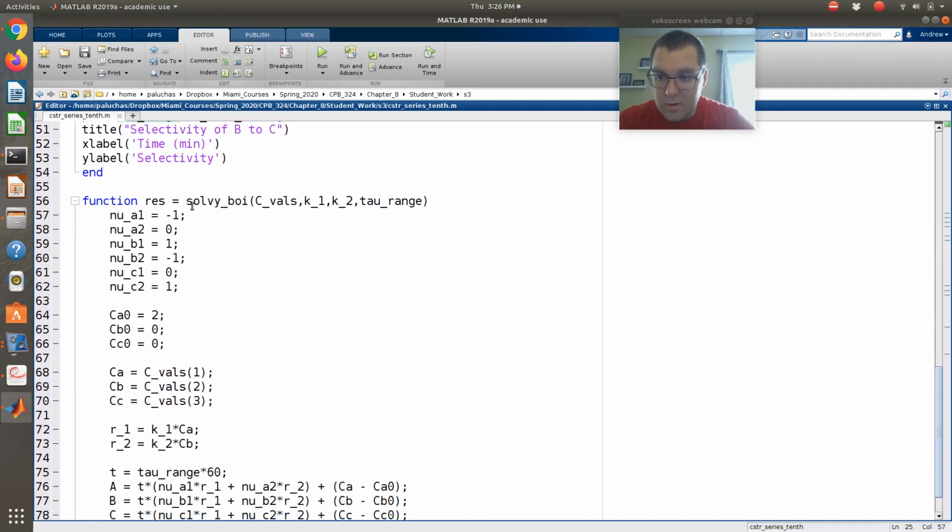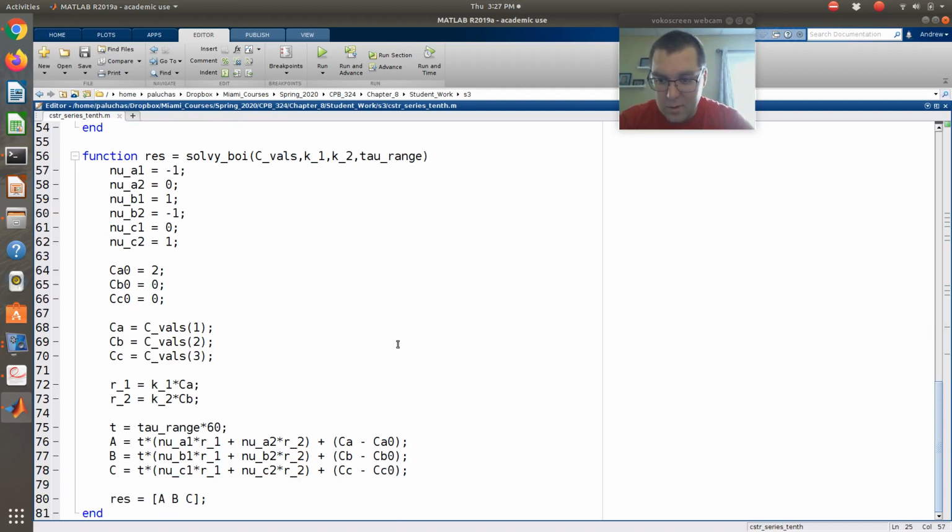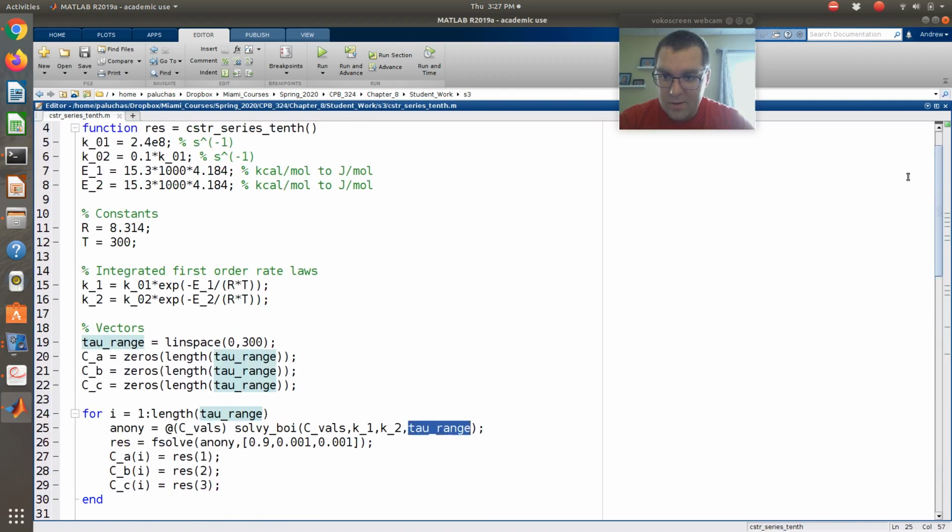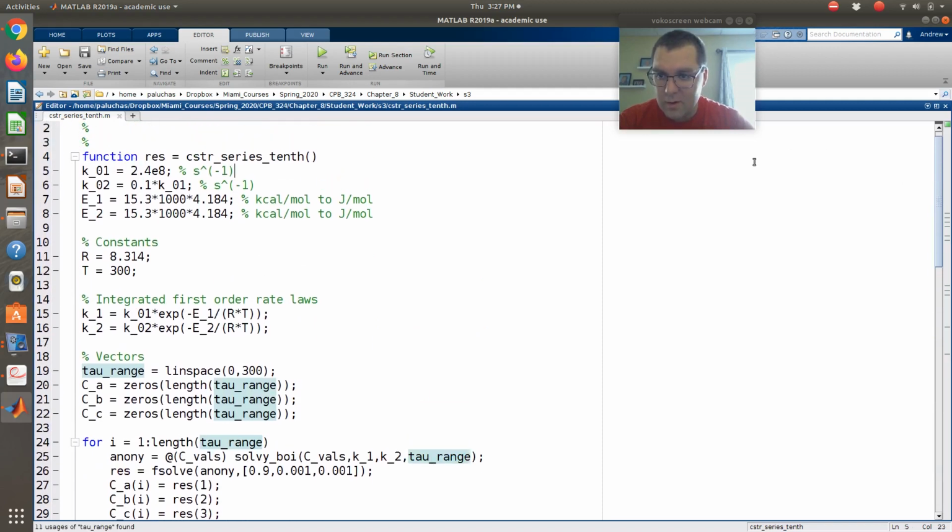Stoichiometric coefficients, initial concentrations, you're unpacking cvals. Again, this is optional. I like to unpack, so it lets me write my equations in a more natural way. Define my rates, beautiful. Multiplying tau by 60. My rate constant's up here, so I'm not sure if you made it units of inverse seconds. So my rate expressions, right?